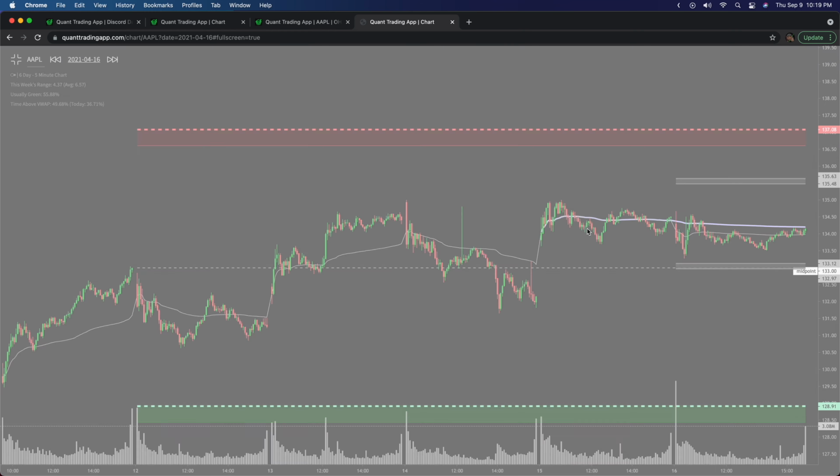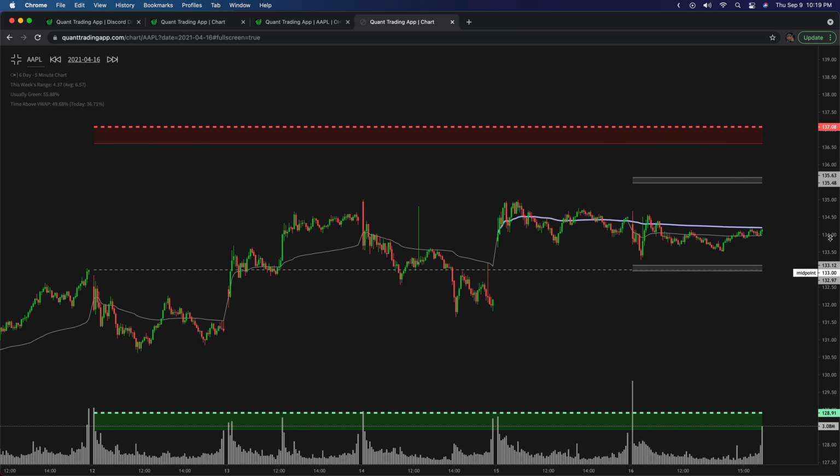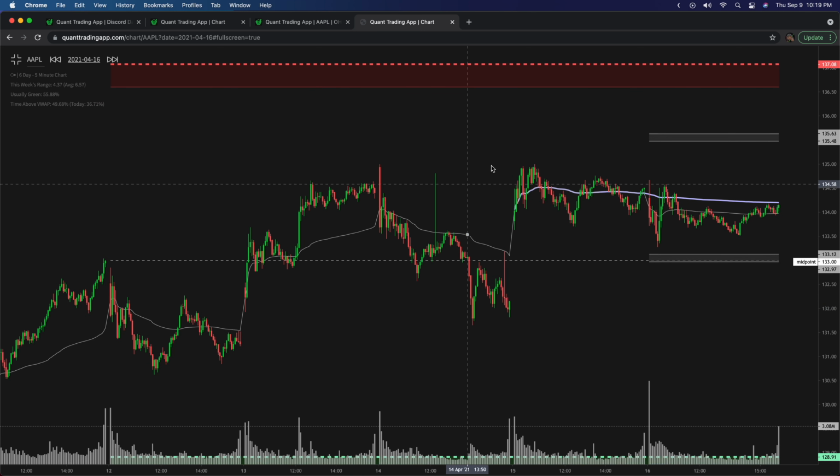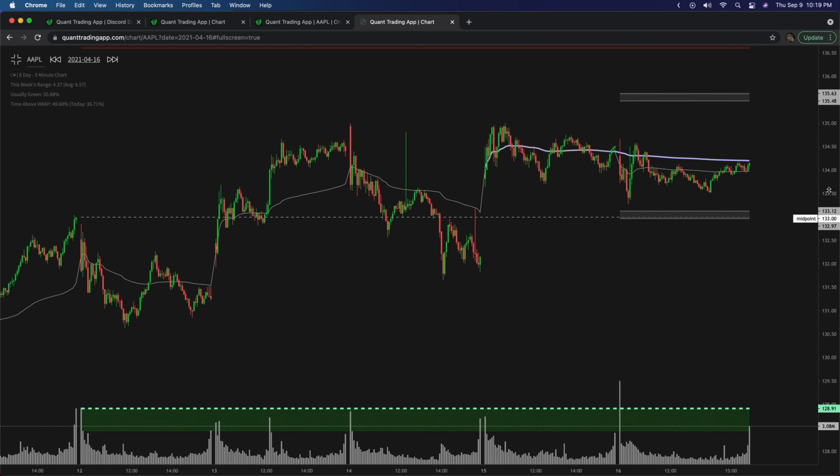And again, this is just a completely random week in which I clicked, but it's important, especially if you're new to Quant Trading App, you haven't been able to see the levels for a long time, but you want to spend a day or two just getting a little bit familiar with how price has traded. Here's a week in which it traded in between its two levels.